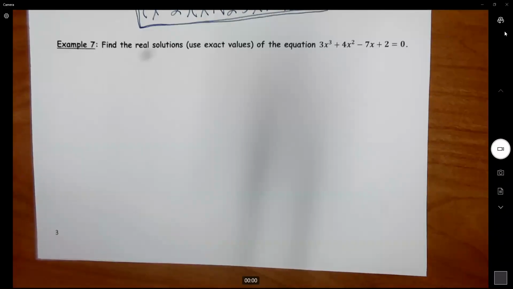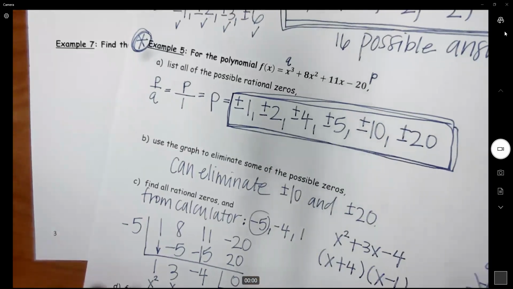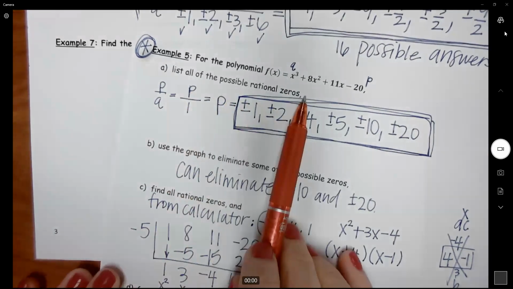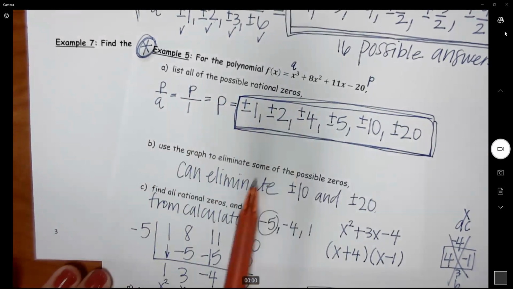So far, we have only factored polynomials. So now we're actually going to solve. It's the exact same process, but now instead of leaving it in factored form, you need to take it that one extra step and solve it. You are still using your steps from example 5. List your possible rational zeros, figure out what you can eliminate, find your zeros.